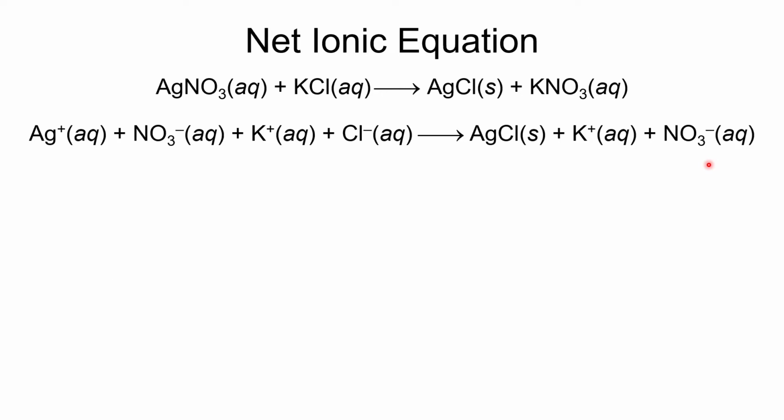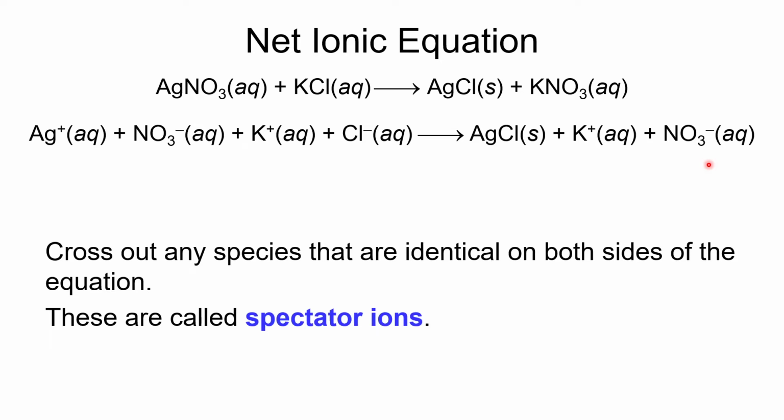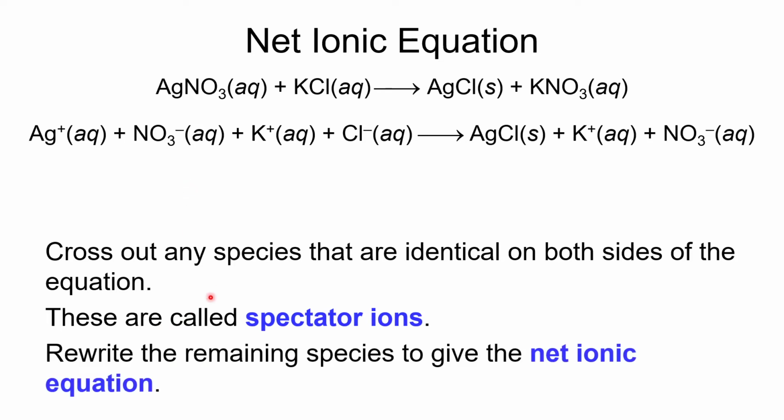All right. To do our net ionic equation, it's really easy. If you've done the complete ionic equation correctly, the net ionic equation is going to be a piece of cake. You will cross out any species that are exactly the same on both sides of the equation. All right, exactly the same. We call these things spectator ions, and that's simply because they're kind of watching the reaction. In this case, the spectator ions are not participating in the precipitation, which is tricky to say a couple of times fast. All right, and then once we've crossed out our spectator ions, we will rewrite what's left over, and that will be our net ionic equation.